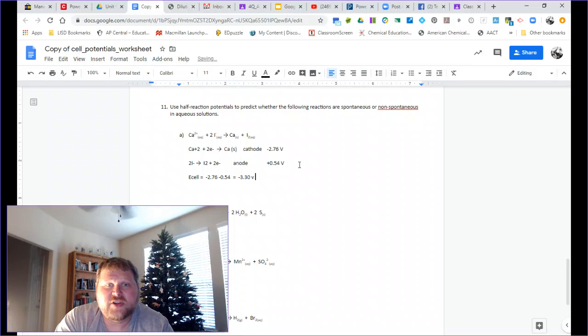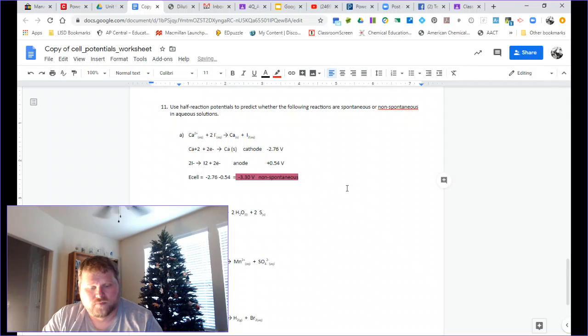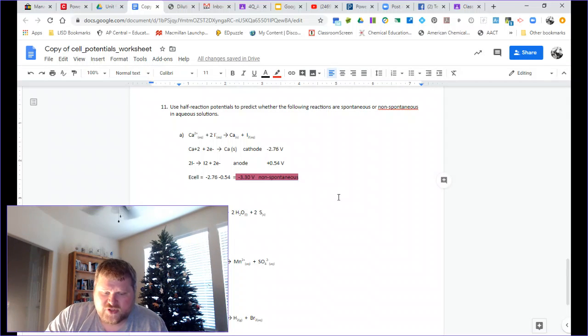So this reaction here is non-spontaneous. It actually will not be a galvanic cell. It is non-spontaneous as written. And that's just the way it works out.